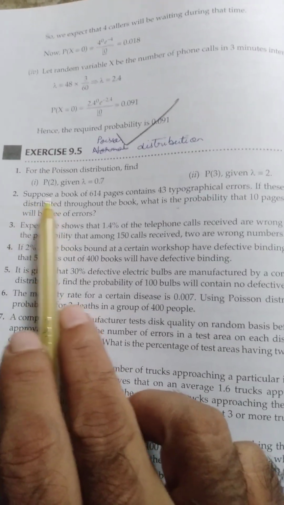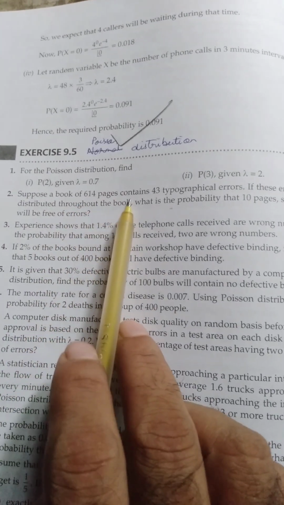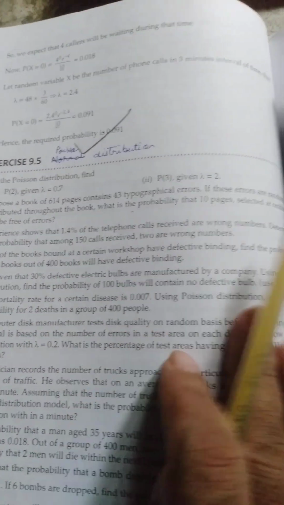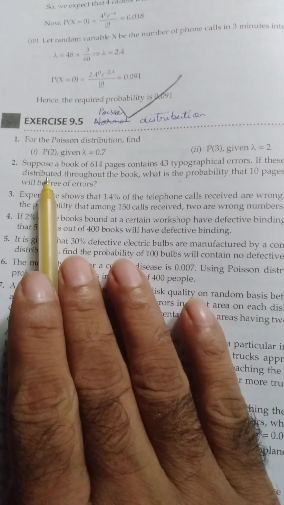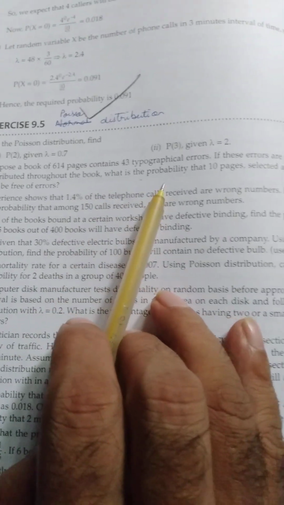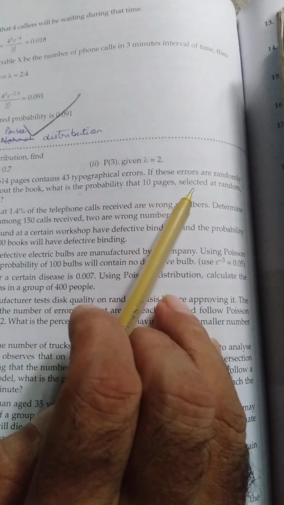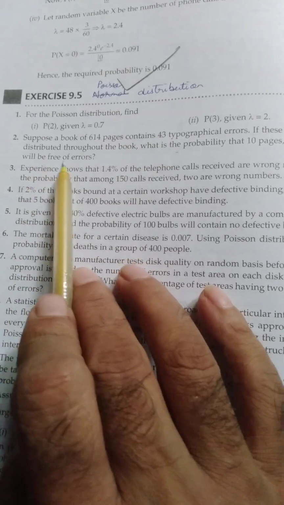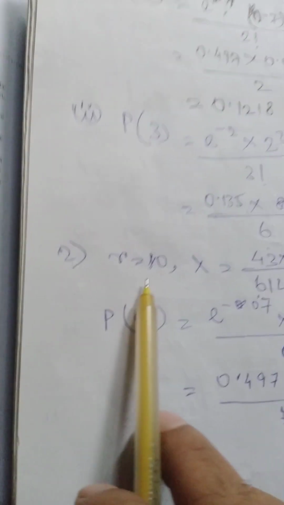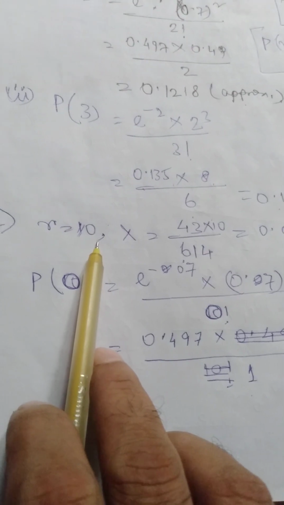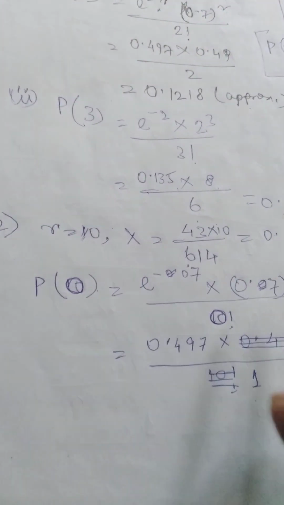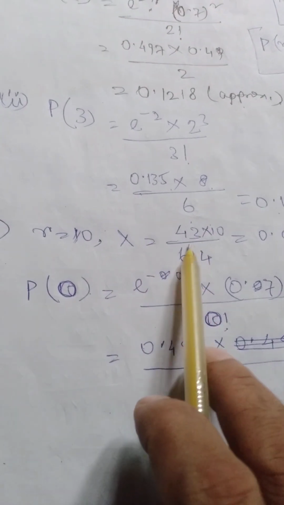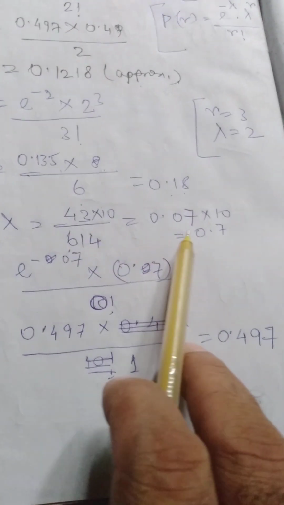Question number 2. Suppose a book of 614 pages contains 43 typographical errors. If these errors are randomly distributed throughout the book, what is the probability that 10 pages selected at random will be free of errors? Here is the solution. R equals 10, the number of pages randomly selected, and lambda equals 43 into 10 divided by 614, which is approximately 0.7.